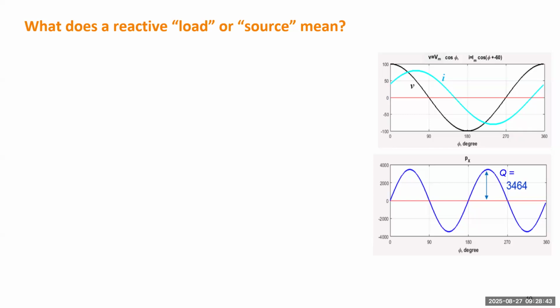Okay, just use this one as an example. We have current lagging voltage by 60 degrees, and this is the reactive power. This is the part of instantaneous power that causes reactive power. So reactive power really means this magnitude. For that example, we know for this case the Q is positive because we treat the load as load, and this Q also as load. So we call this pattern of Q or instantaneous power a reactive load.